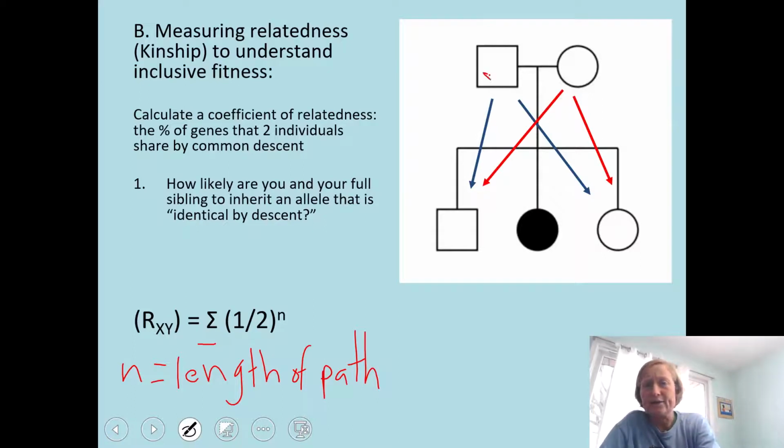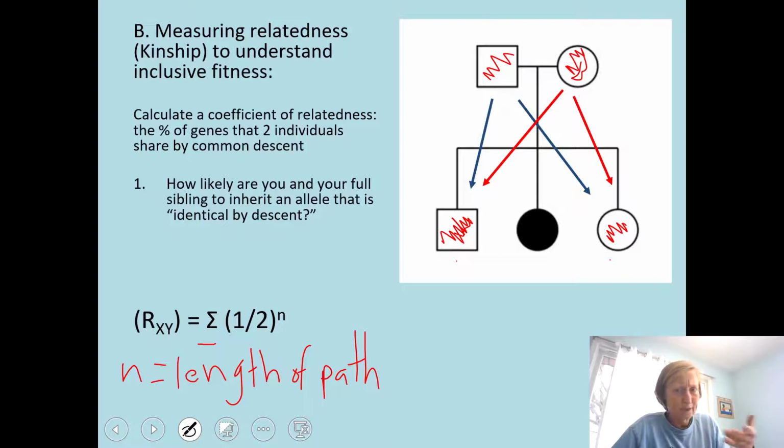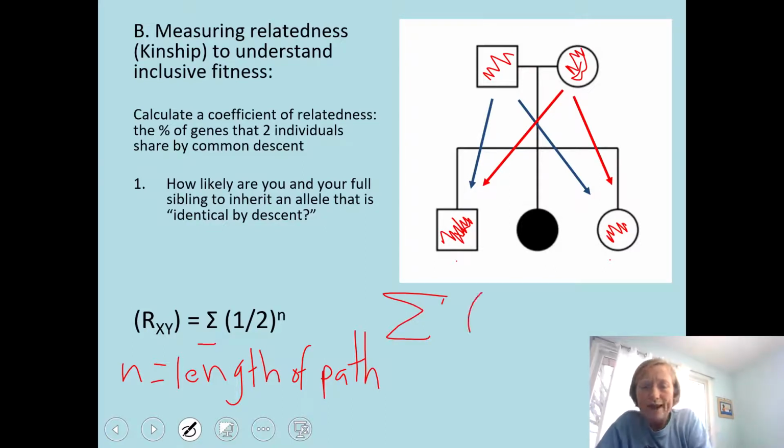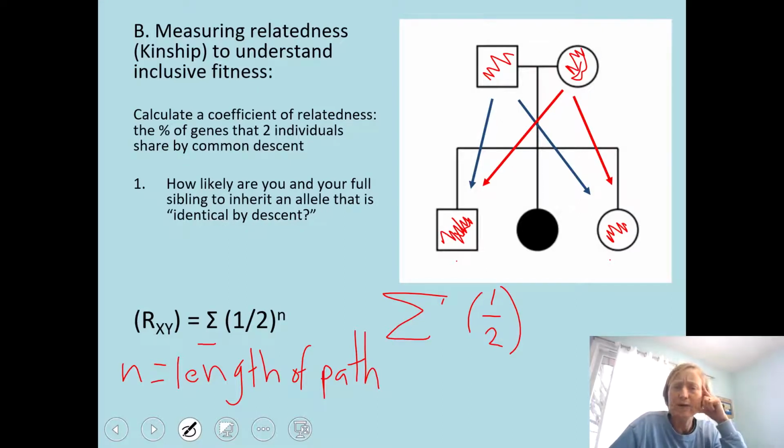In the pedigree, I've got a dad and a mom, and they have 3 kids, a male, a female, and a female, all right? Maybe I'm interested in asking, what is the coefficient of relatedness between a male and his full sibling who shares a mom and a dad? Well, to calculate this, we think of what is the sum for each pathway of 1/2 raised to the length of the path. So what's happening here is I need to think about how are these two individuals connected?